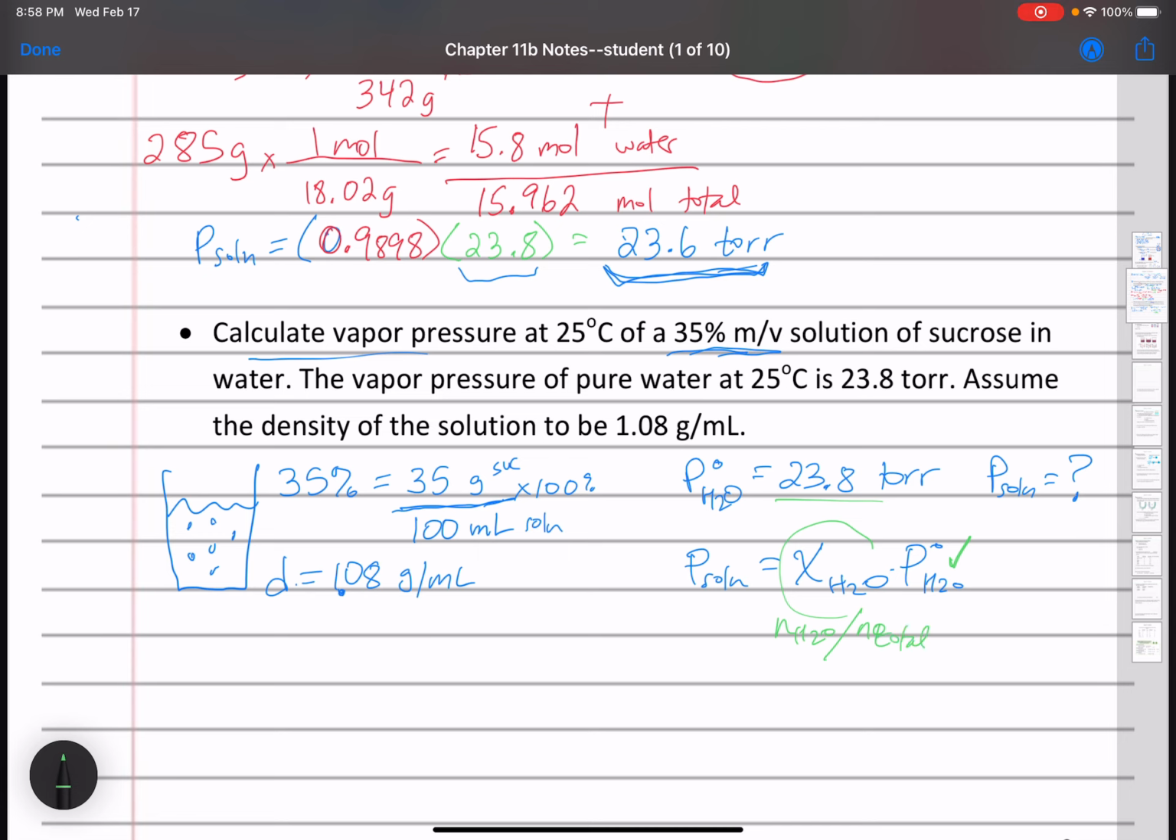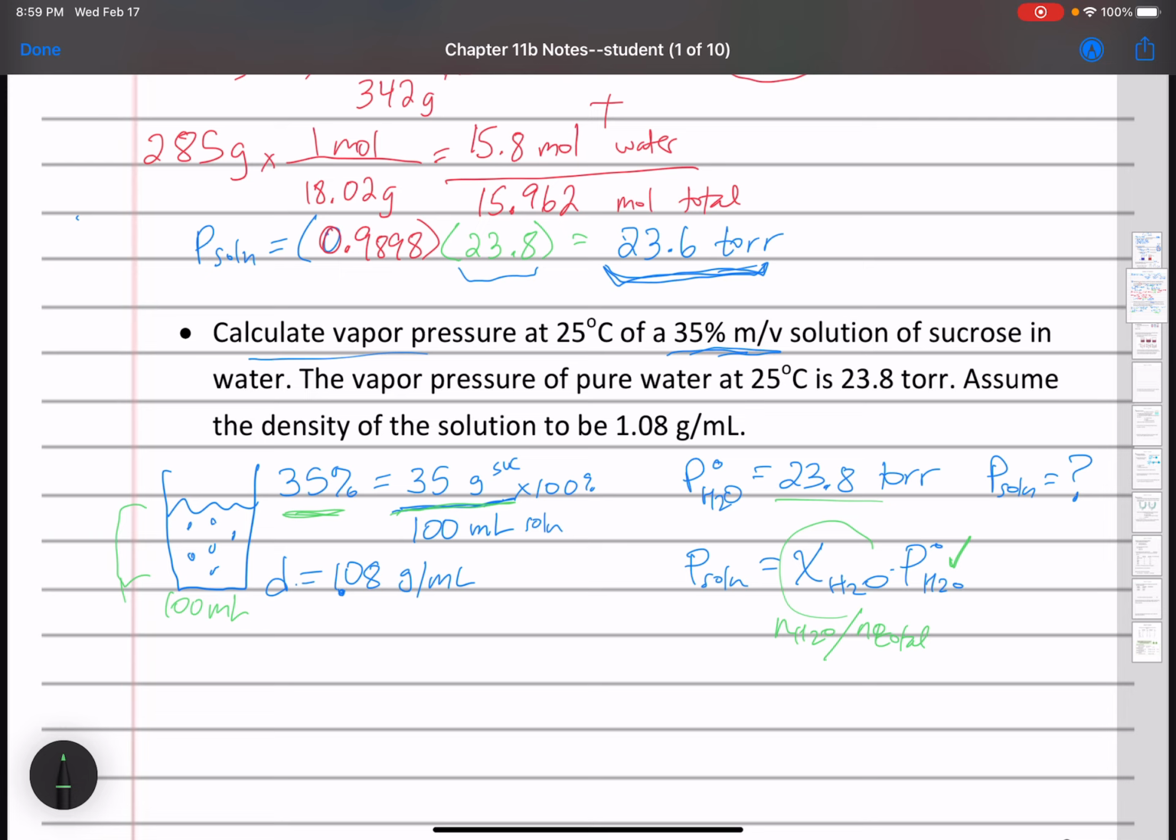So how are we going to do that? We have been given a percent concentration, and we can pick a random amount. We can say we have 100 milliliters of this solution so that we can calculate a mass and the number of moles that we would have in that volume. Because it doesn't matter what volume of liquid we have, the vapor pressure is a constant.